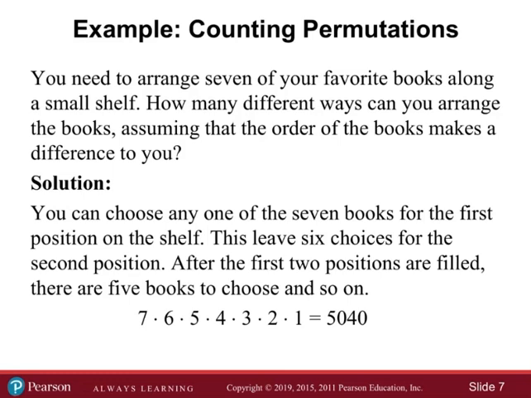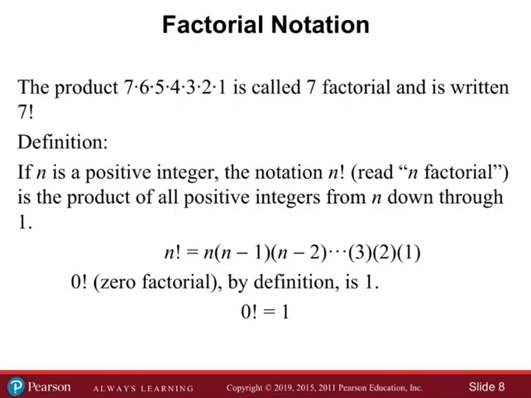So you can choose any one of the 7 books for the first position. This leaves 6 for the second position. After the first 2 positions are filled, there are 5 to choose, and so on and so on. They constructed it the same way we did. So the product 7 times 6 times 5 times 4 times 3 times 2 times 1 is called 7 factorial and is written as 7 exclamation mark.